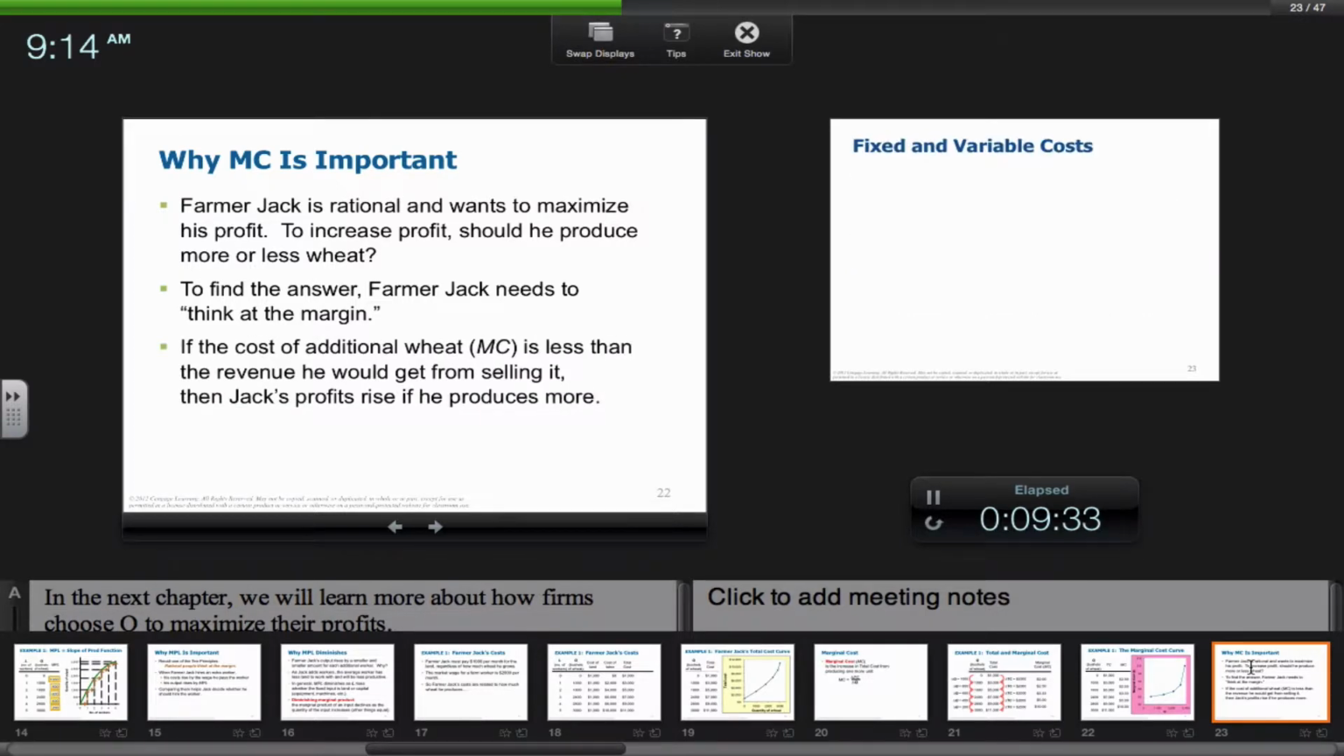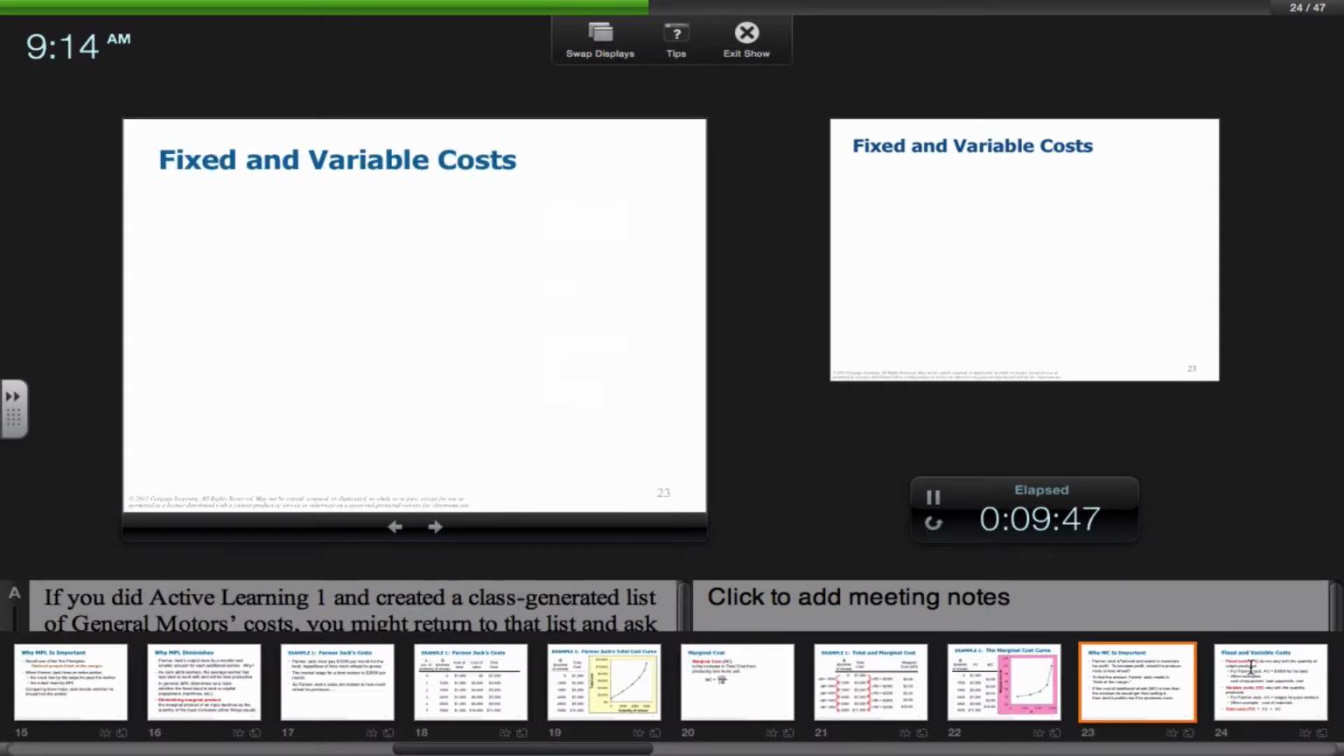Okay, if the cost of the additional wheat, which is our marginal cost, is less than the revenue he's going to get from selling it, less than that market price, his profits rise if he makes more. If the marginal cost is higher than that, then he's going to lose money if he makes more.